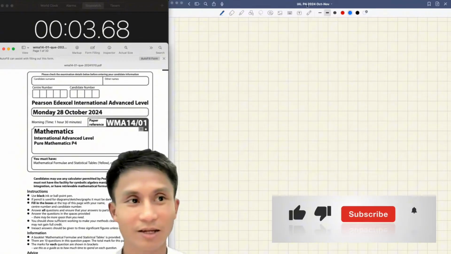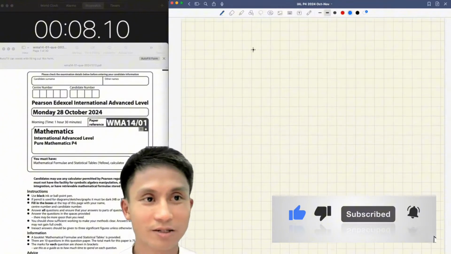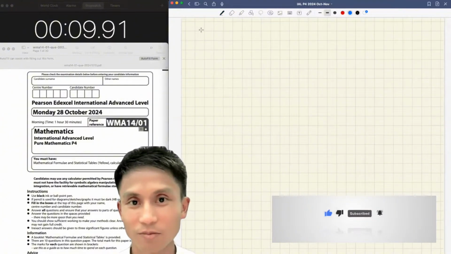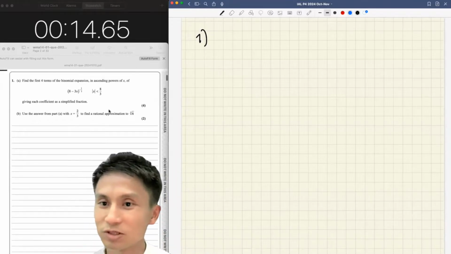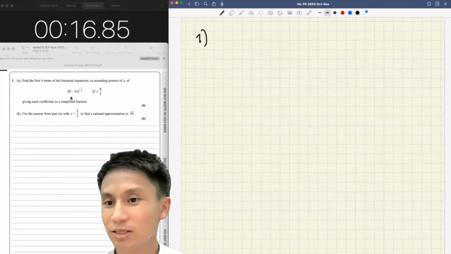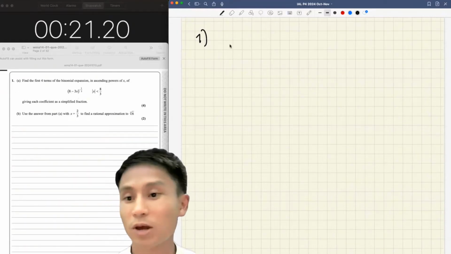Let's begin. Okay, so I'm just going to write on the right part here. And number 1, let's go, guys. A, find the first 4 terms of the binomial. All right, binomial. Seems like the first term of the binomial here isn't 1. And remember, we have to make it 1.